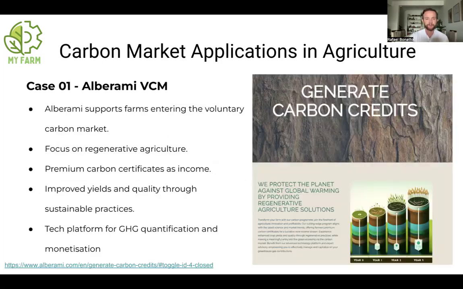Okay, let's go. Here I bring to you an Italian case, a real case of voluntary carbon market application. The name is Alberami, the VCM, the voluntary carbon market. Case number 1 is a real project.